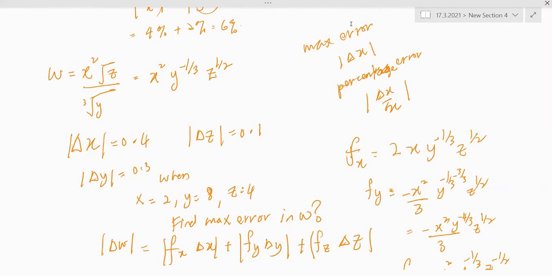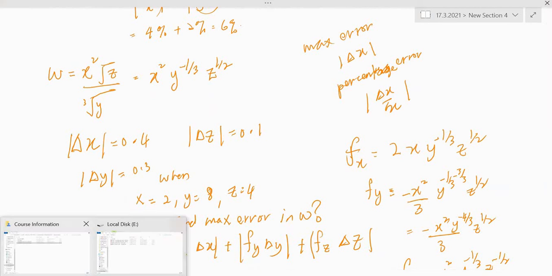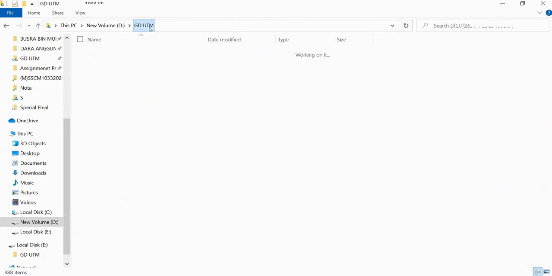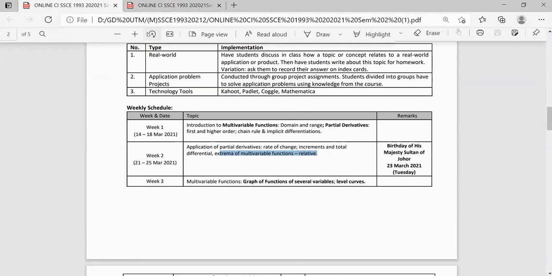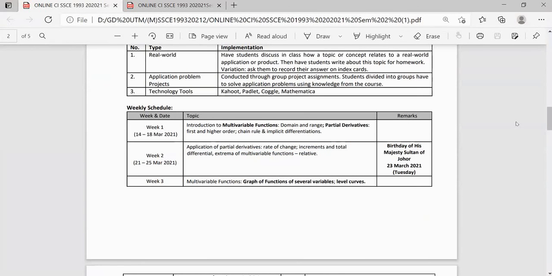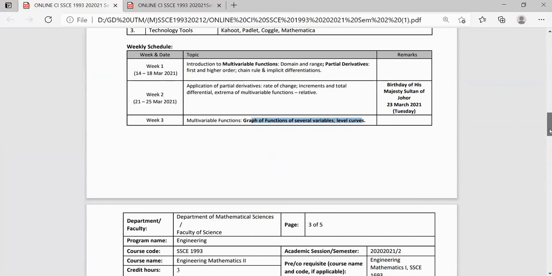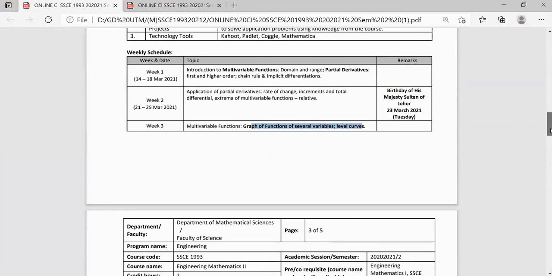In the next class, we will move to chapter 1, part 2. Okay. You see here. Check. Okay. So we will move to graph of function of several variable. Okay. So this will be a little bit hard, but it's okay. We can manage it.